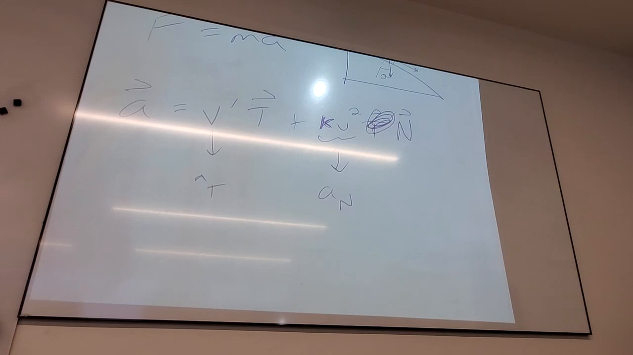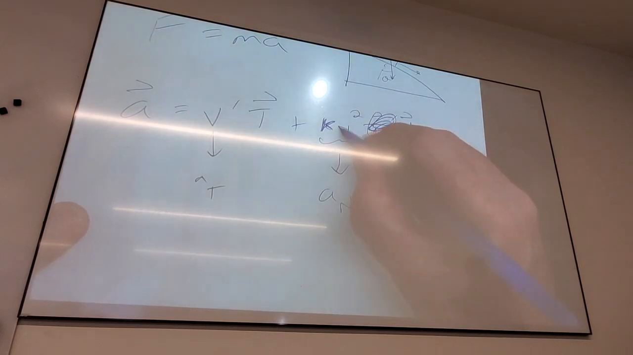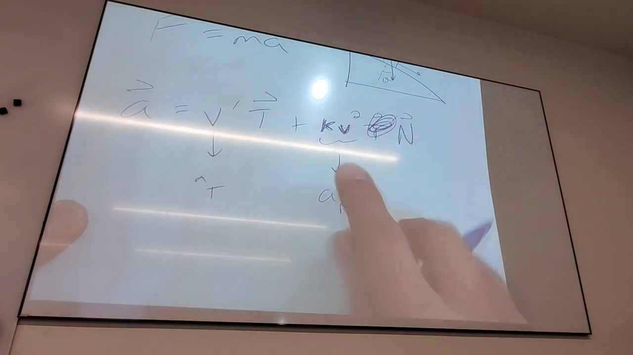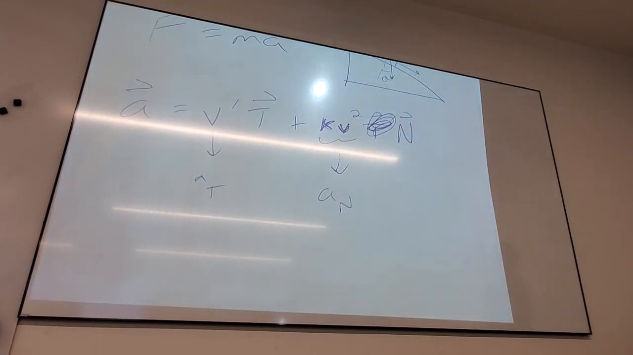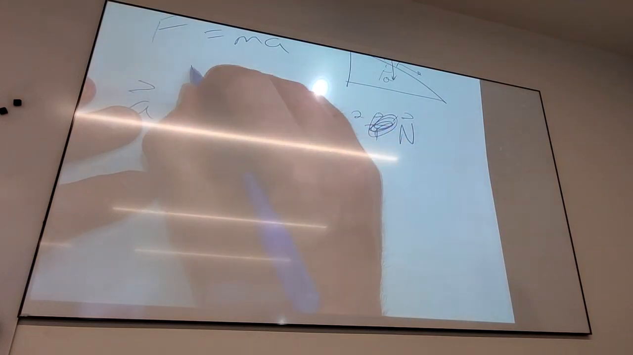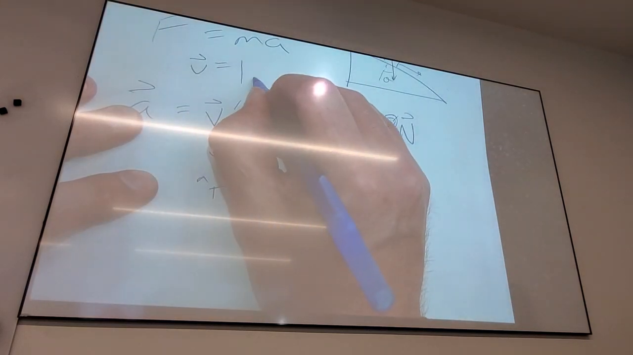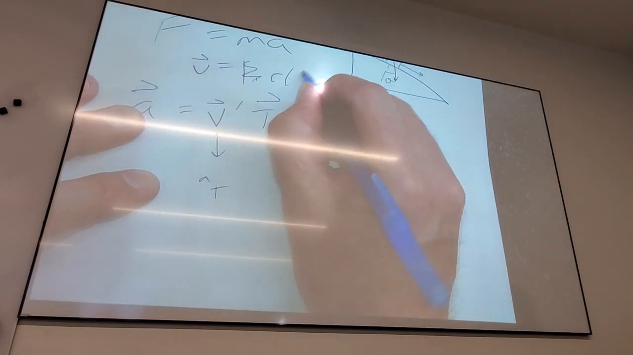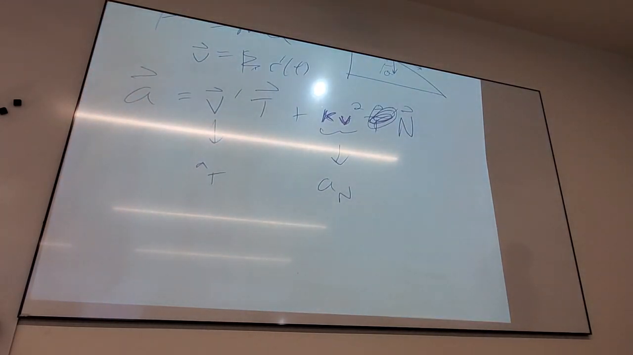Is it v squared or u squared? Do it again, sorry. The kappa, is it? V squared, yeah. This is the velocity. And velocity was the derivative of r. Yes? Okay. All right.